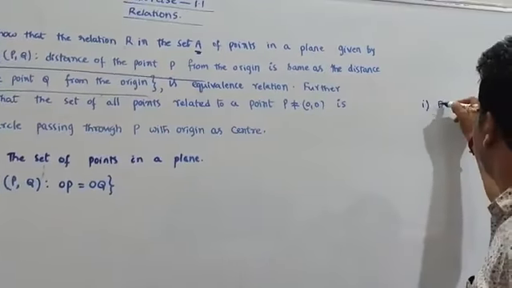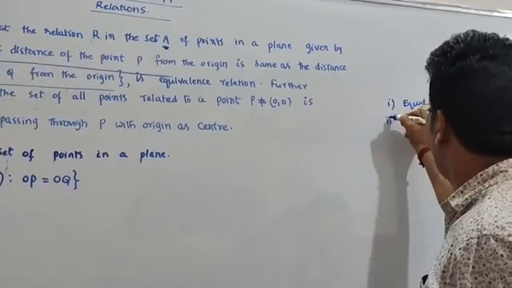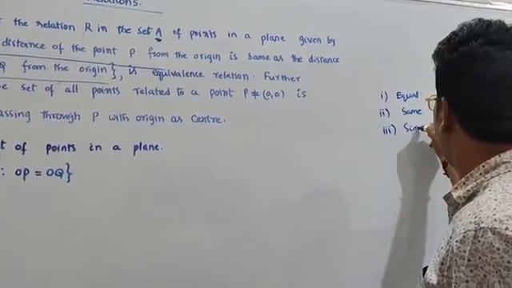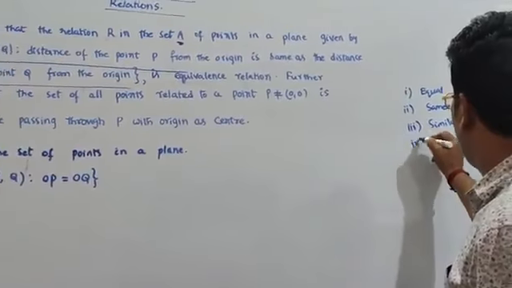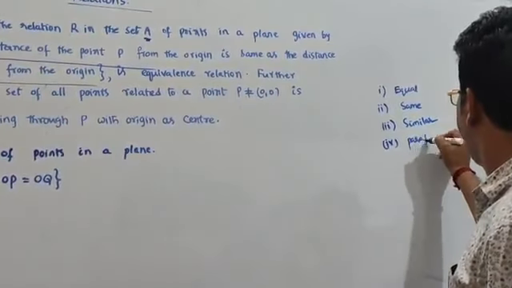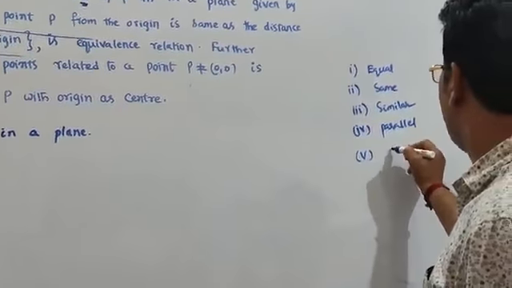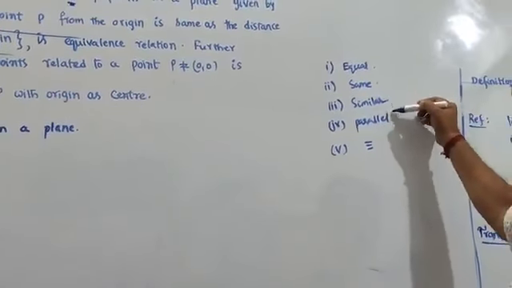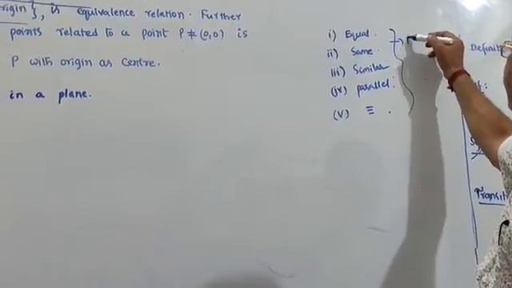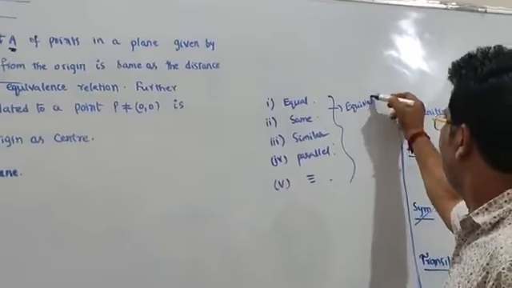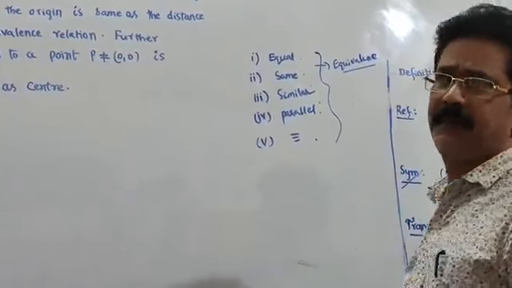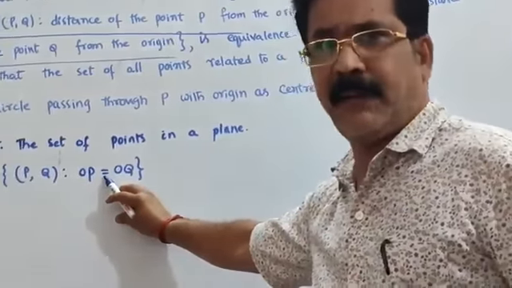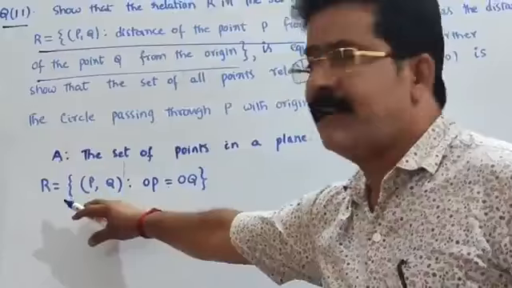Already I said: number 1, equal; number 2, same; number 3, similar; number 4, parallel; number 5, congruent, which means this symbol. If the question contains these words, then definitely it is an equivalence relation. Remember, of course, this is the shortcut. For example, here an equal symbol is there. Definitely capital R is an equivalence relation.